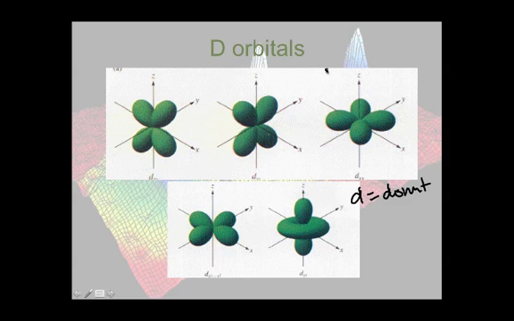All right, so the L equal to 2 is the one that defines the d orbital. And since we have 5 shapes, that means it can hold up to 10 electrons.